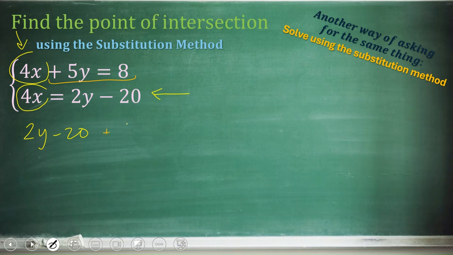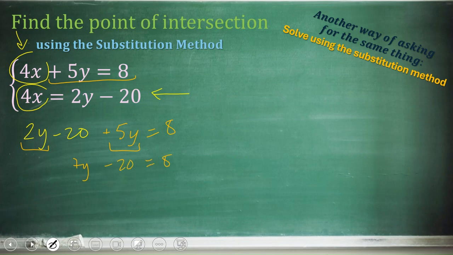So I'm going to write 5y equals 8. All right, now we're just back to solving this equation. I'm going to start by combining like terms. You can see that I've got 2y and positive 5y. That gives me a 7y. Still have minus 20 left here, and I get 8.